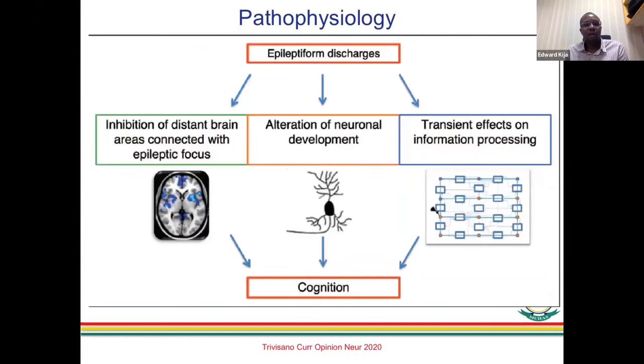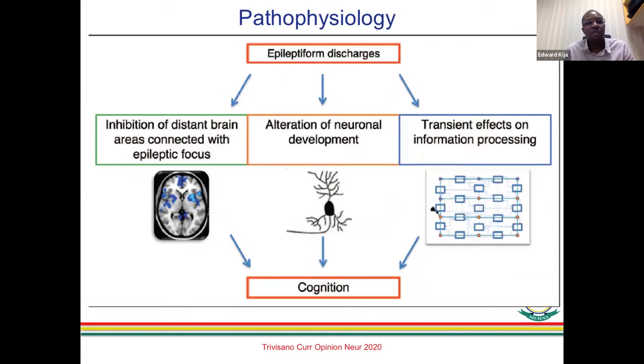So what about the pathophysiology? The pathophysiology of developmental and epileptic encephalopathy has not been clearly defined, and most of the evidence that we do have comes from animal studies. The hypothesis is that the existence of epileptiform discharges could lead into three possible pathways.